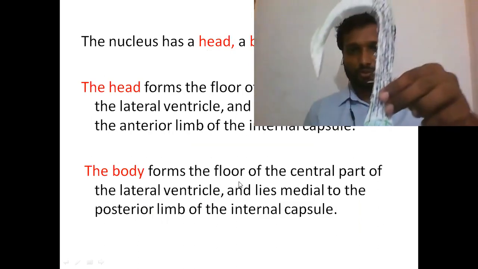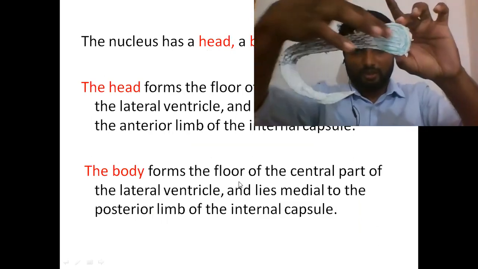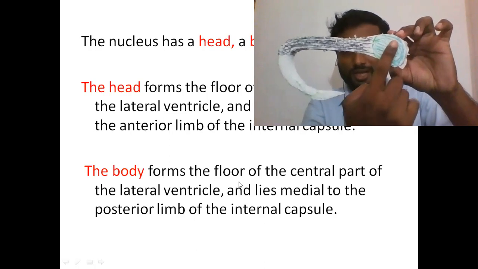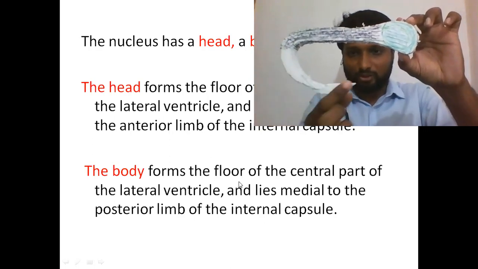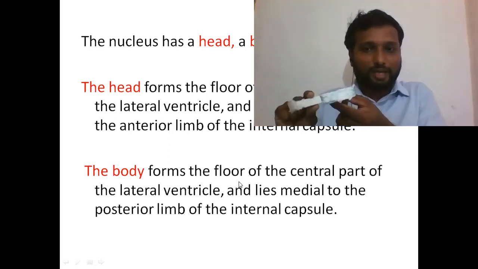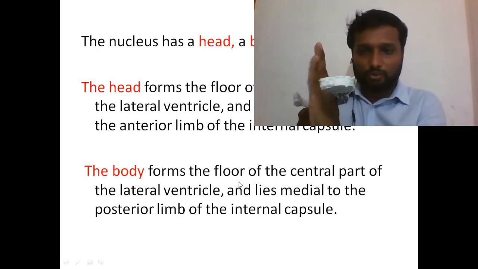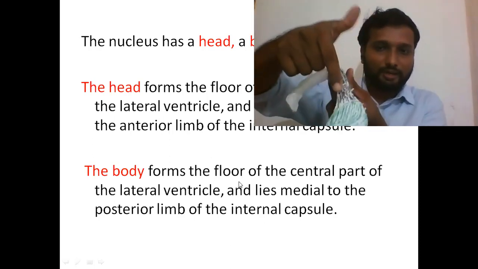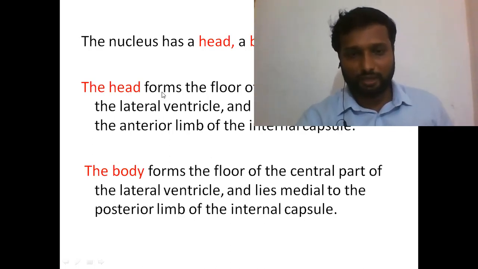First, we will see the model. This is the shape of the caudate nucleus, almost C-shaped. This broad portion is the head. This black colored area is the body. This white colored part is the tail. So head, body, and tail. This is my right side caudate nucleus. In this concavity, we can see the internal capsule running like this. Now we have to discuss the details of head, body, and tail.